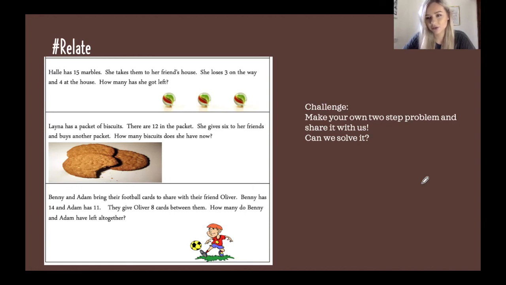Now the challenge for Relate is to make your own 2-step problem and then share it with us. So you can email it to us or upload it to Padlet.